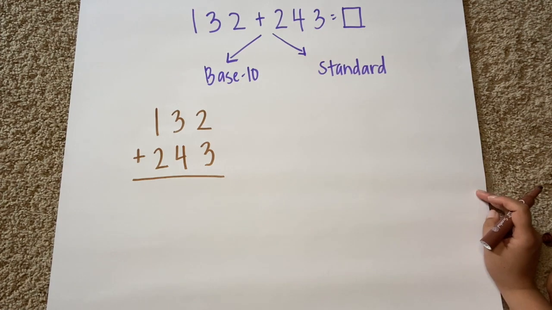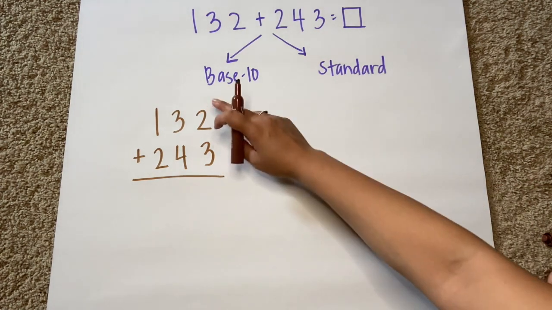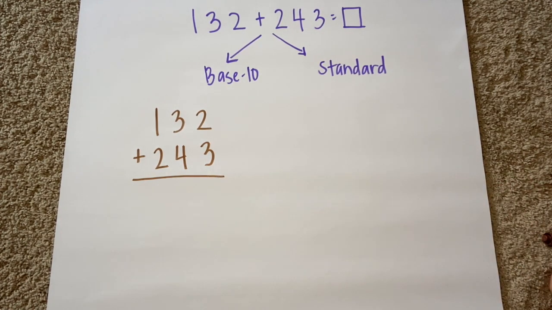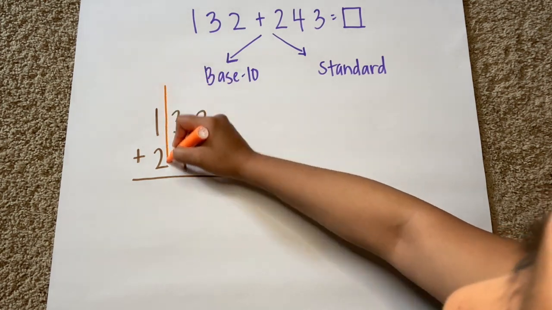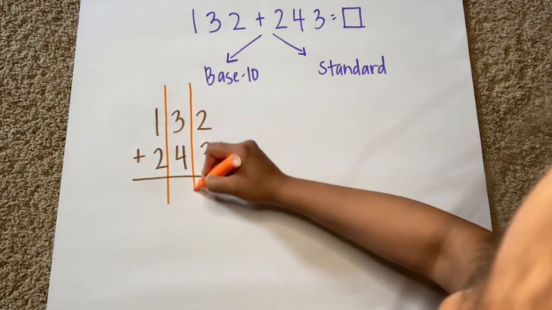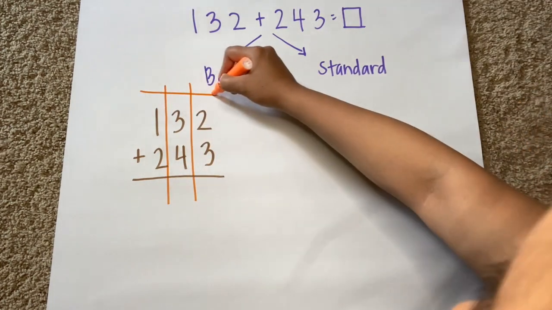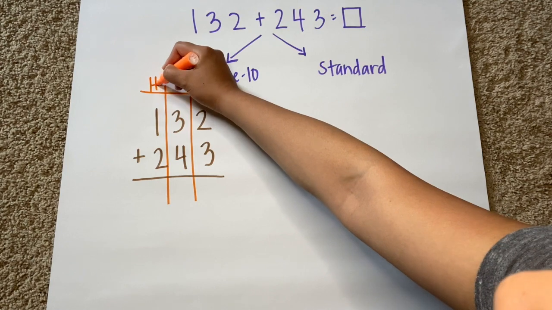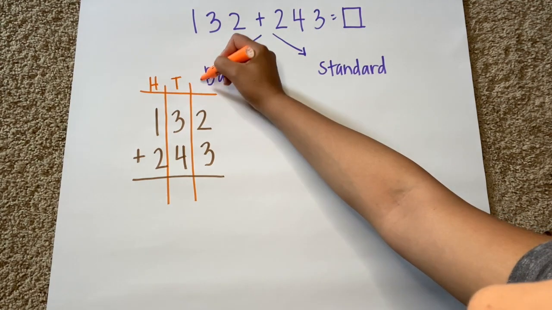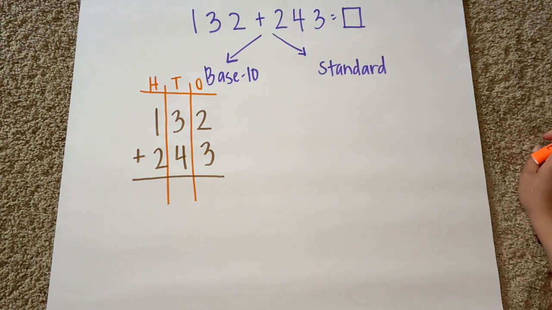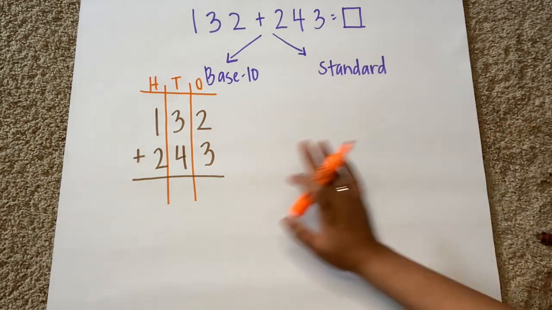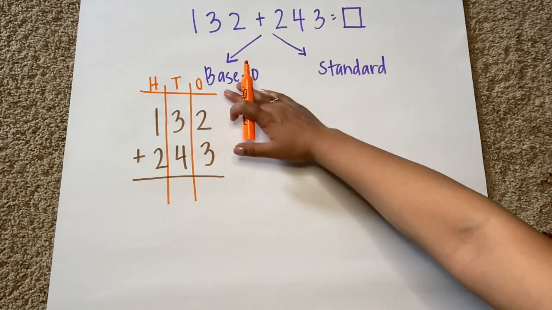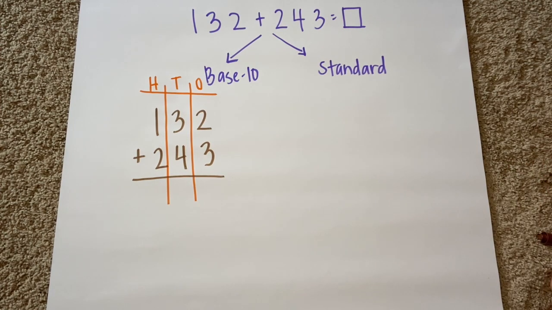Now, do you see how neatly I stacked the numbers and how they're organized? You need to make sure you're doing that when you do your work so you don't get your numbers mixed up or confused. The next thing we need to do is draw our place value lines. And remember our place value lines. The H stands for 100, T for tens, and the O for our ones place. We got our numbers stacked in vertical form. We have our place value lines, and now we are ready to add.